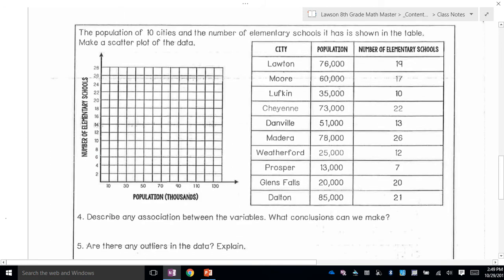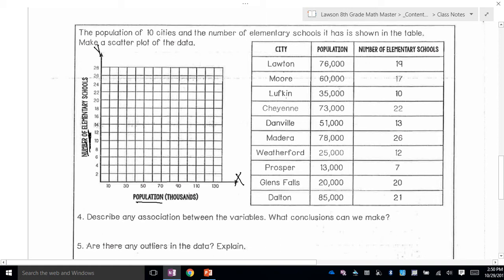And here it's given us our axes, our x-axis and our y-axis. They're already labeled, but I'm going to go ahead and come down here and make sure that I put that this horizontal axis is my x-axis and the vertical axis is my y. We know that our x is going to represent population, and then our y is going to represent the number of elementary schools, because they're labeled for us. So that's going to be very important when we go to graph it.